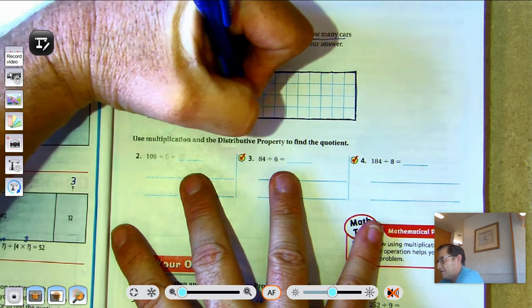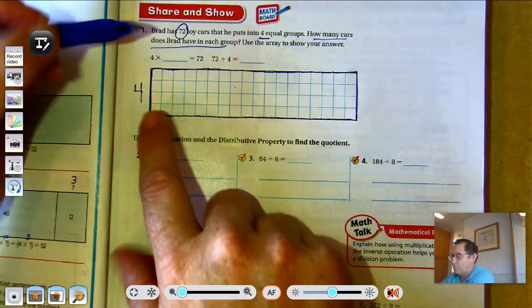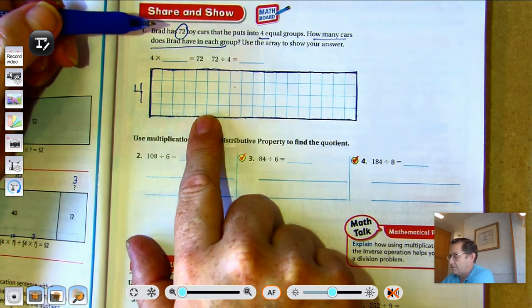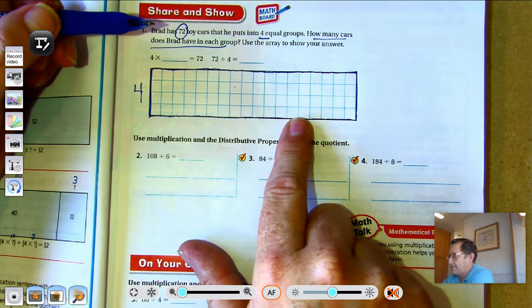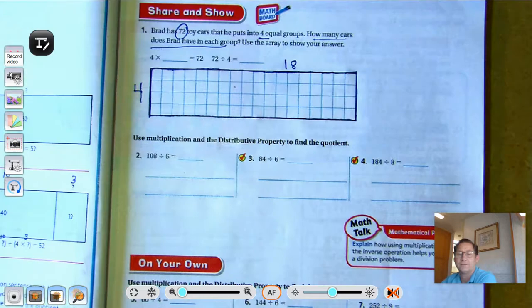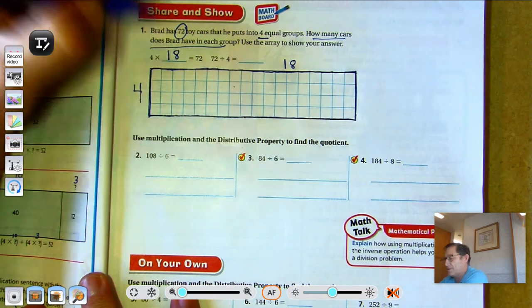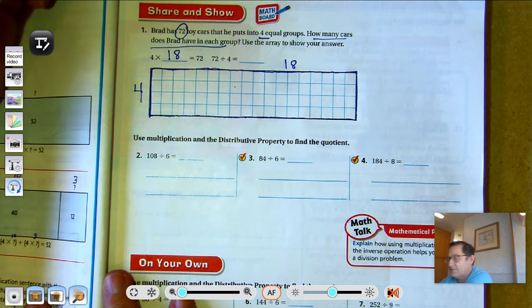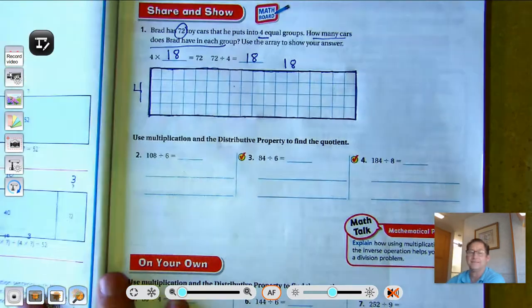All right. So we have 4 rows of what? 2, 4, 6, 8, 10, 12, 14, 16, 18. We have 4 times 18 is 72. So if 4 times 18 is 72, 72 divided by 4 is 18.